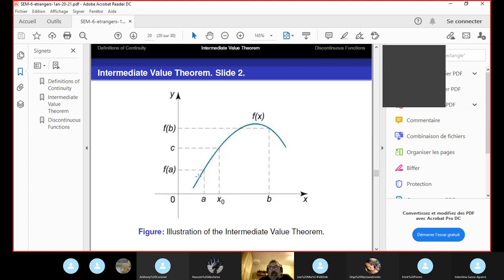Do you know this theorem from your lectures? Yeah, I believe so.